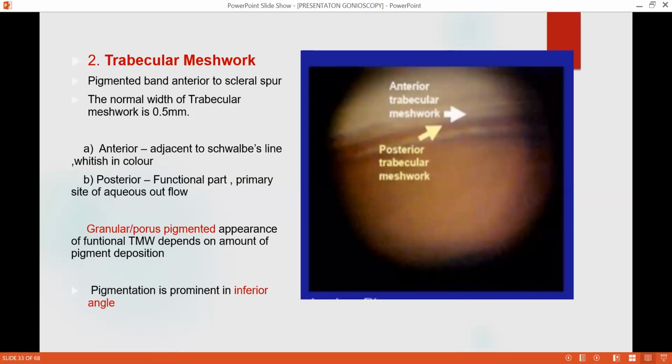For beginners doing gonioscopy, if you're using a 3-mirror lens or a Zeiss lens, first examine at 12 o'clock, thereby you are seeing the inferior angle. Since the inferior part of the angle is the deepest and the most pigmented, you can easily appreciate the structures in the inferior quadrant. Once you have appreciated the structures, you can rotate the lens to view the other quadrants of the angle.